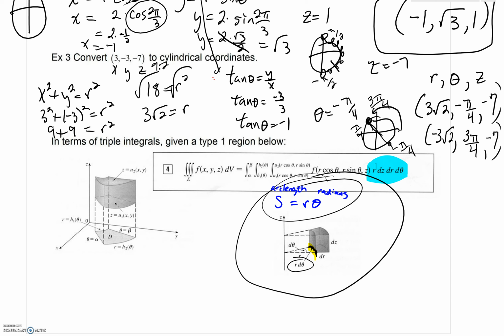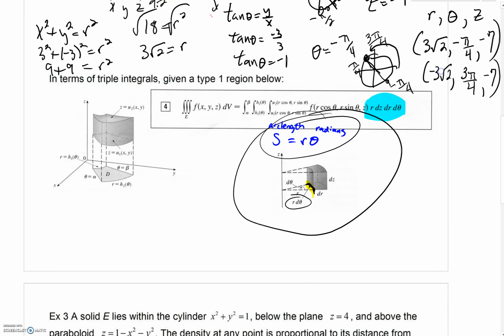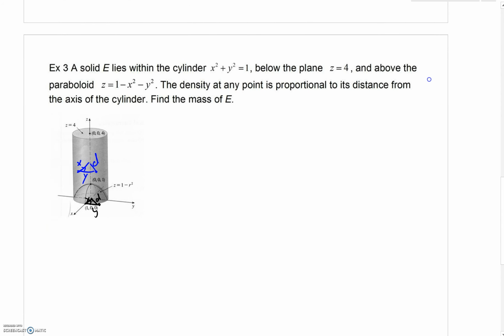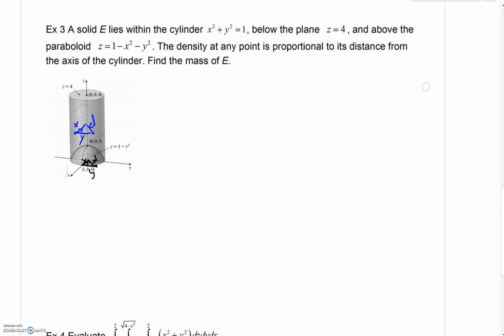Now, cylindrical coordinates, of course, are going to be incredibly helpful for cylinders. And anytime that you might be relating into polar coordinates, it's very possible that these cylindrical coordinates might just help you out tremendously. So let's take a look at example 3.